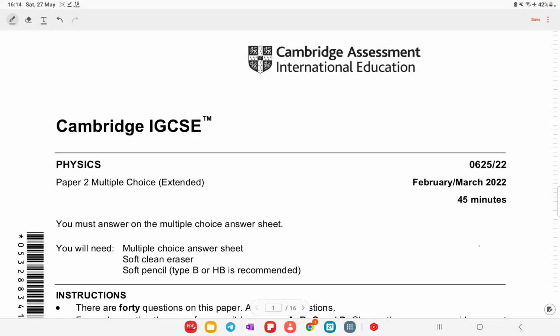Cambridge IGCSE Physics Paper 2, and the variant for this paper is 0625/22, and it's a February March paper. So let's start with question number 1.